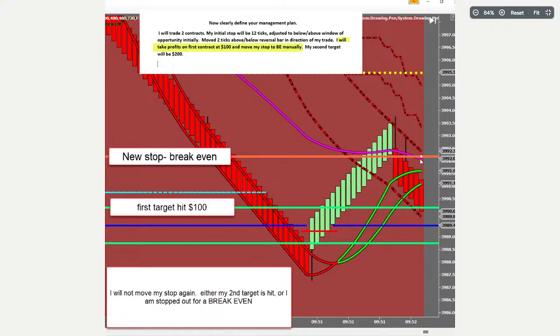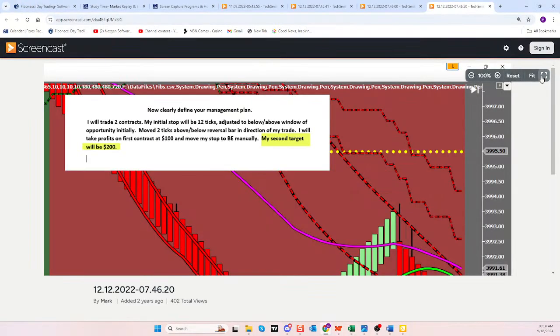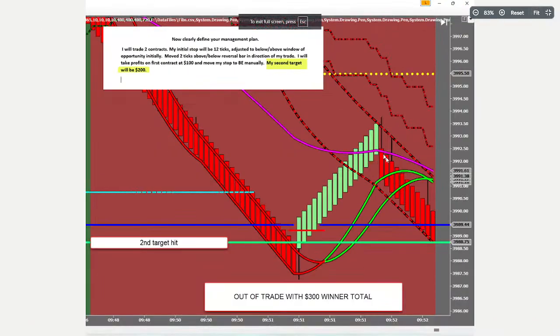And you're going to move your stop to break even. This is your second stop movement. And then you're going to sit on your hands. You're either going to get stopped out at break even, not a big deal, or it's going to go to your second target. And the KISS plan's second target is only $200 away from your entry point. It's a tiny little run. But if it hits it, that's a $300 trade. That's $300 in your account.